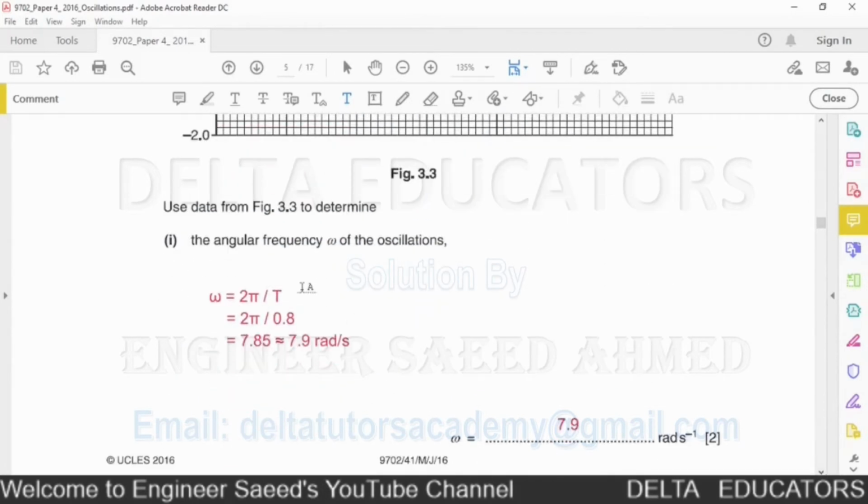Now here time period is 0.8 second, and by solving this one, we will get the answer 7.85, that is approximately equal to 7.9 radian per second. So here angular frequency is 7.9 radian per second.